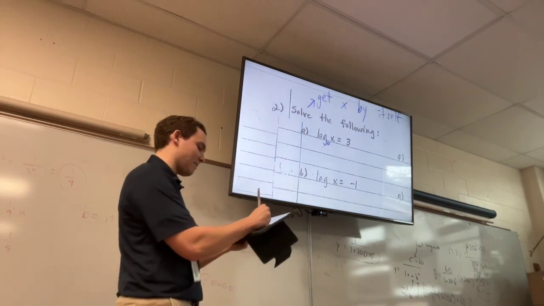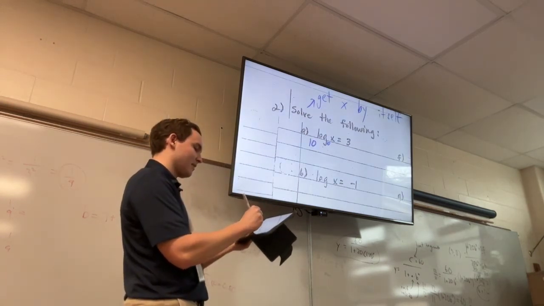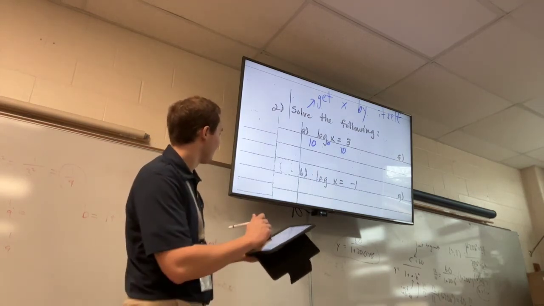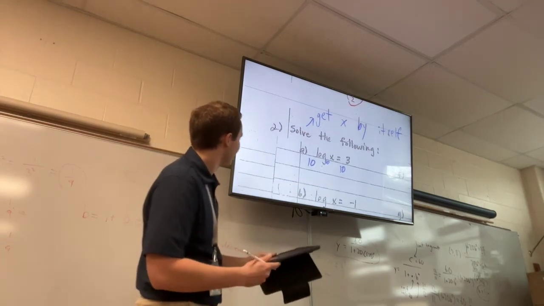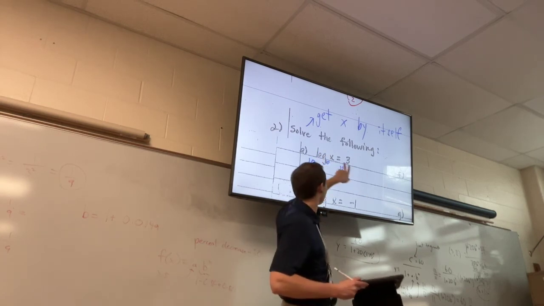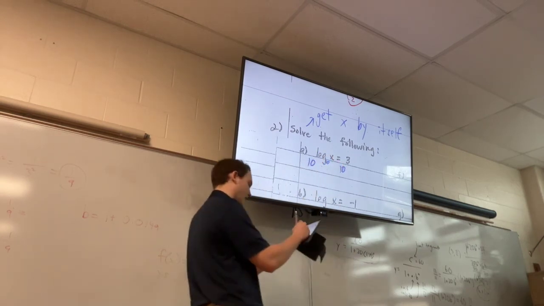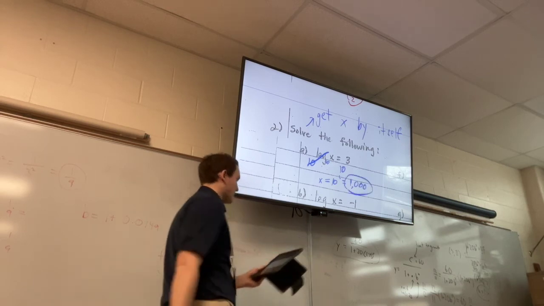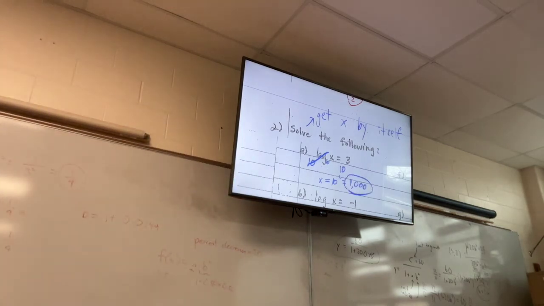Yeah, so you put a 10 on both sides. You do 10 to the log base 10 of x equals 10 to the 3. So 10 raised to the left side equals 10 raised to the right side, right? Because the two are equal. And then this is going to cancel. We're going to get x equals 10 cubed, which is 1,000. Okay?